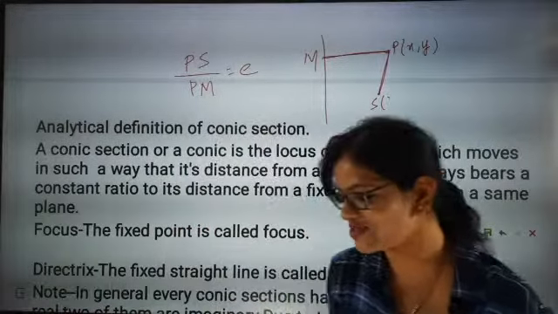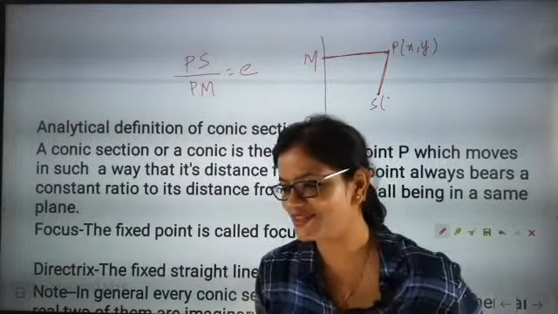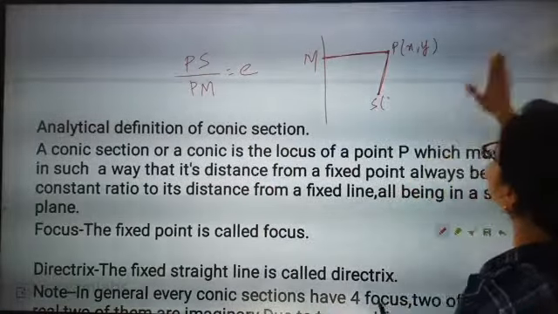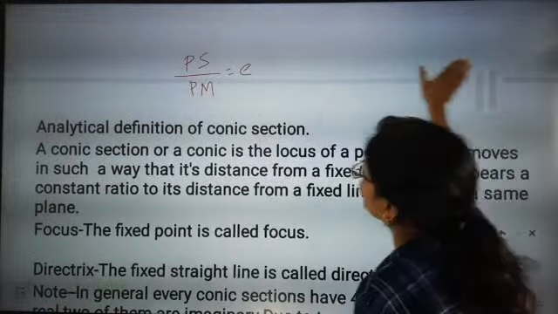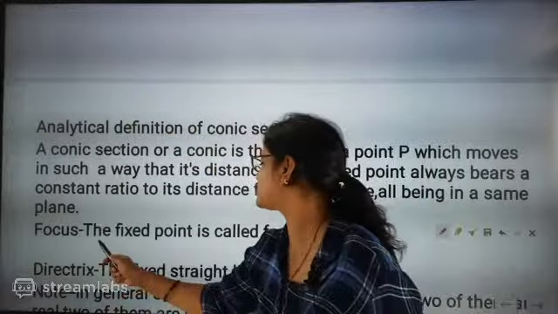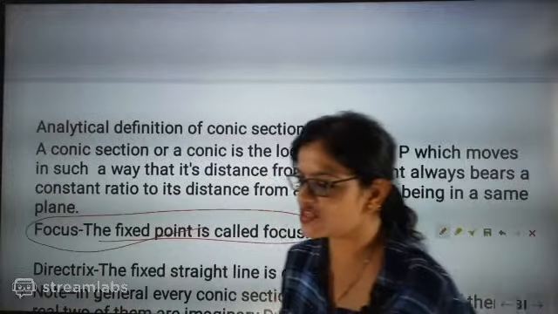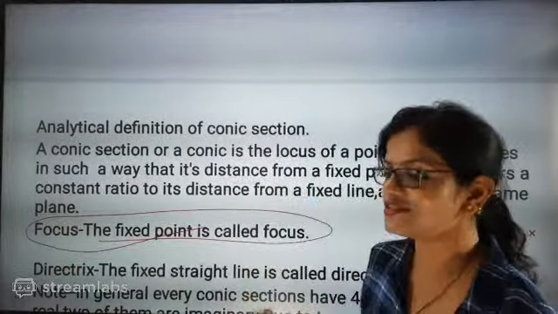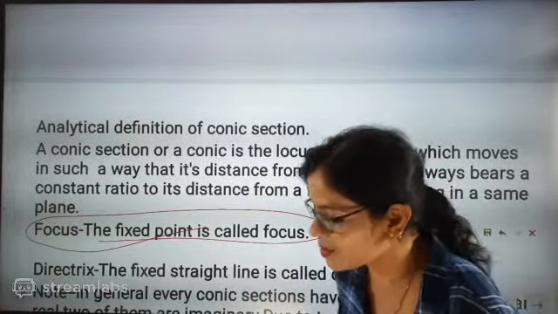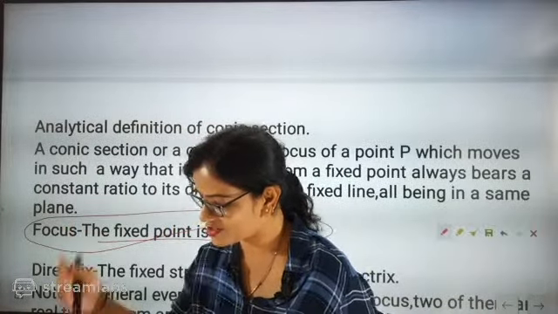Now P(x,y) is not eccentricity. Just understand this part. The fixed point is exactly called the focus. So we are going to use that fixed point as focus. Focus is there. The ratio is coming for eccentricity.